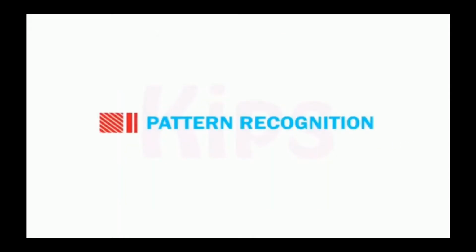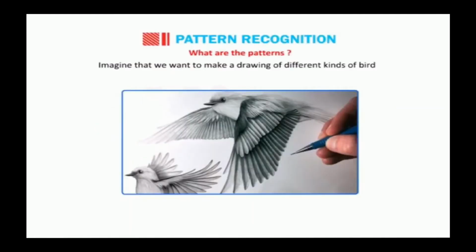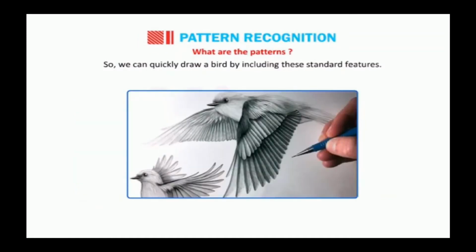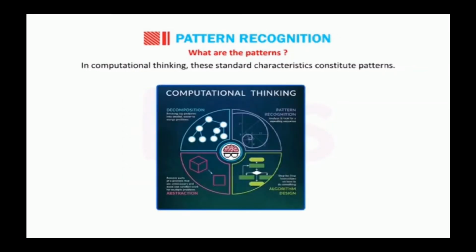Now, pattern recognition. What are the patterns? Imagine that we want to make a drawing of different kinds of birds. Since all birds share some common characteristics, like they all have eyes, beaks and wings, we can quickly draw a bird by including these standard features. In computational thinking, these standard characteristics constitute patterns.